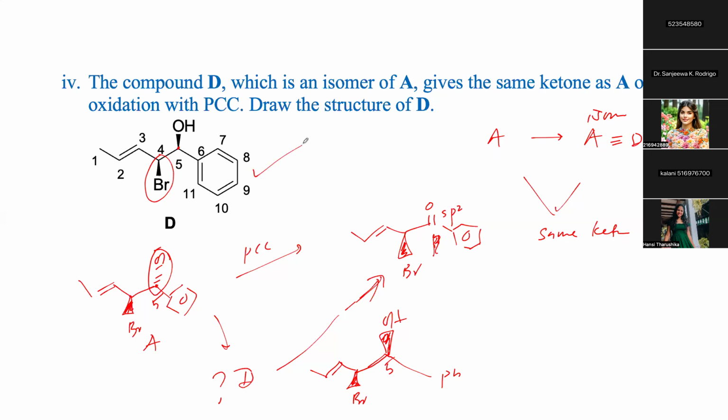For this, you don't need to know the mechanism of the PCC reaction, but at least you should know what PCC does. It oxidizes primary and secondary alcohols into aldehydes and ketones. And to get the same ketone, you're changing only the stereochemistry around the hydroxyl group. Okay, that's question number 1, part 4.